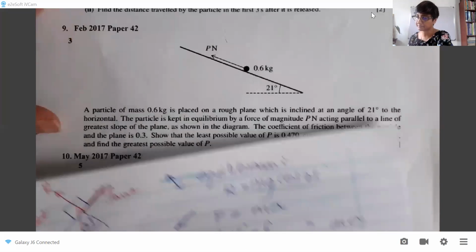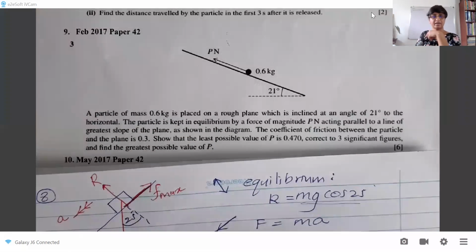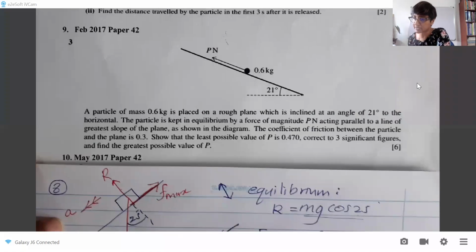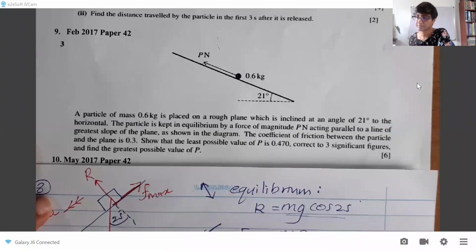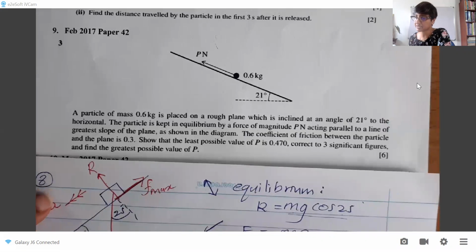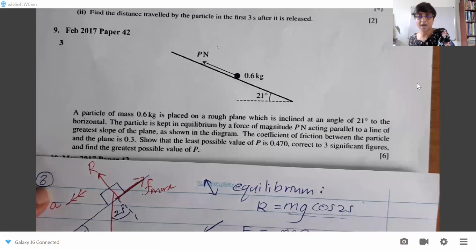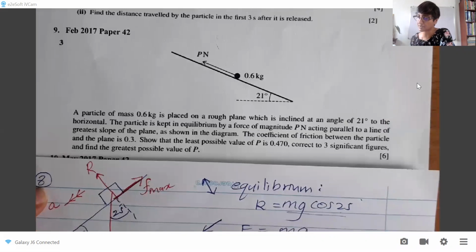Number 9, and then number 10, maybe I will give you homework, and then we can start connected particles next week. Number 9, shall we quickly try to do number 9 also? Here's your number 9 diagram given. 6 marks, just one question and 6 marks.